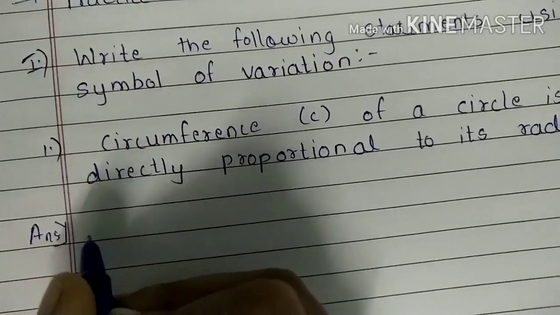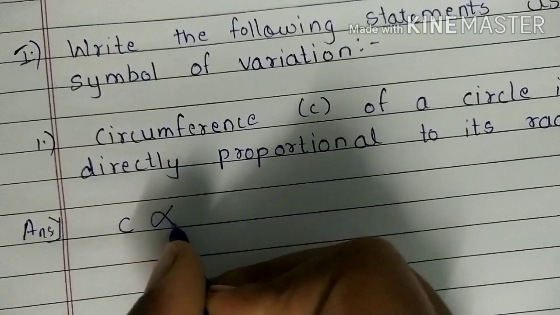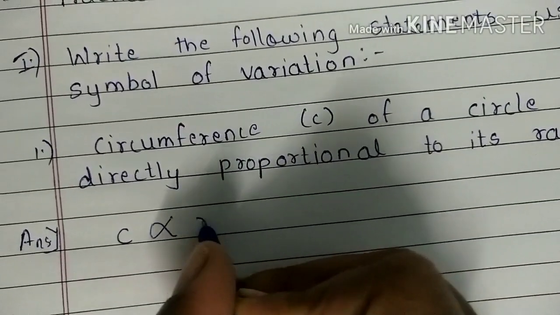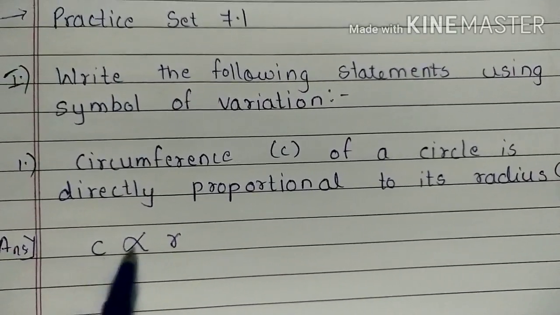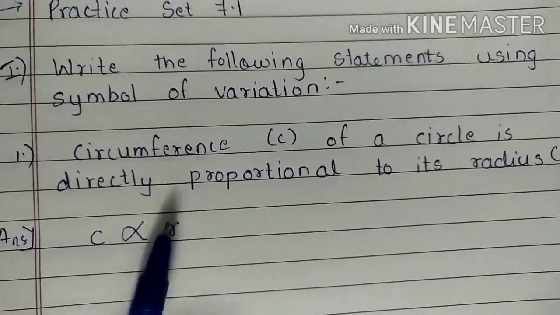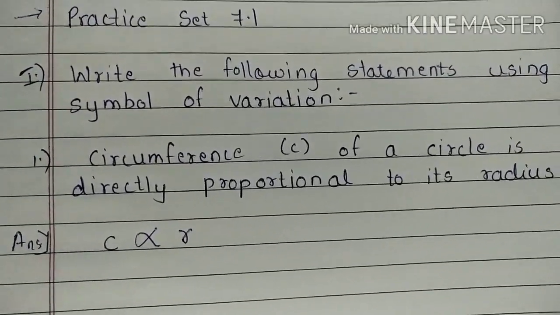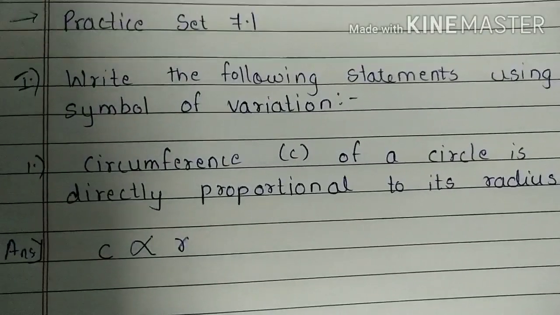My answer is going to be very simple, that is c directly varies as r. Done. You only have to write this much. I hope you will be able to write the second sum of this first section on your own. Okay, we'll move on to the second section now.